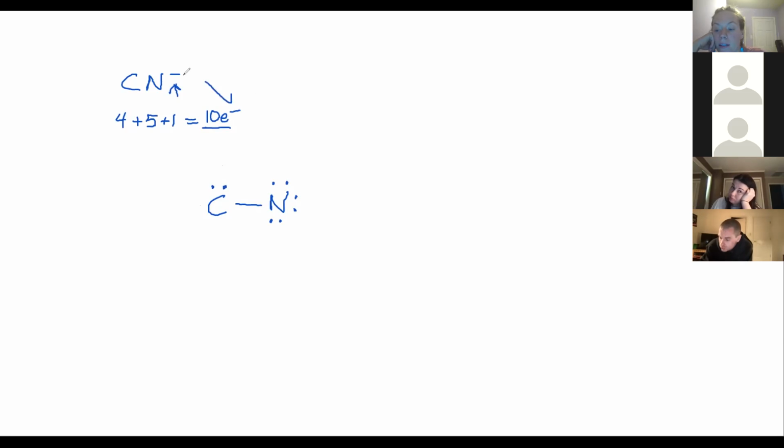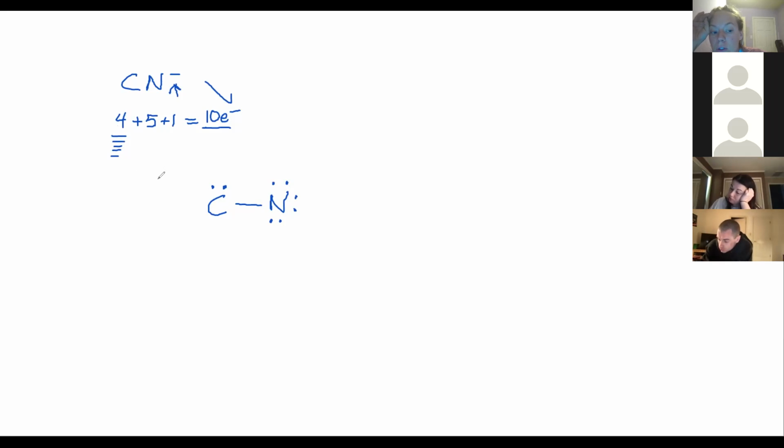There are now 10 electrons on the board. I cannot add any more electrons, and I don't want to subtract electrons. Nitrogen is happy. Is carbon happy? No. Carbon right now has access to 4 electrons. Yes, he brought 4 electrons to the party, but he wants 8 electrons.